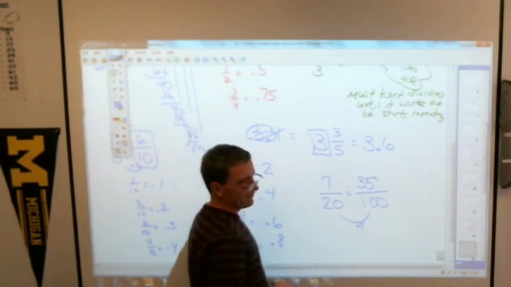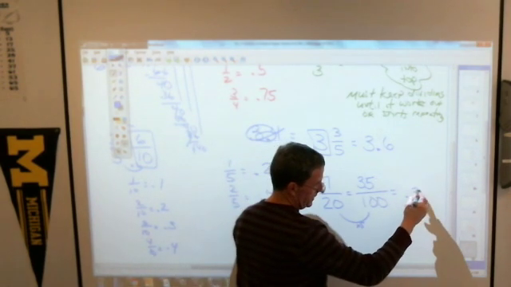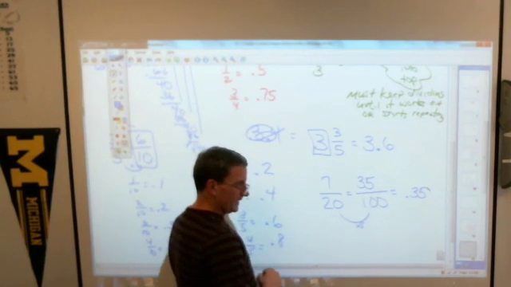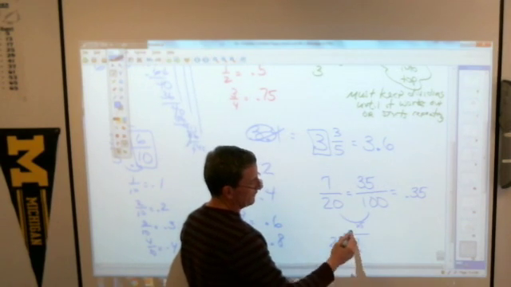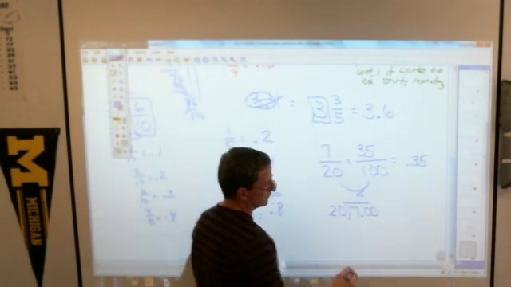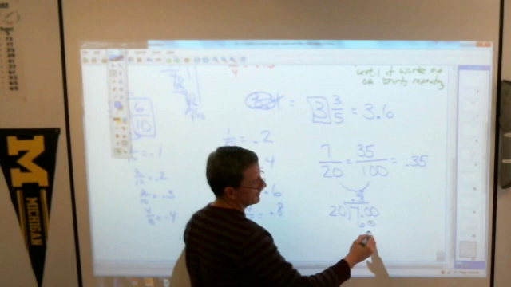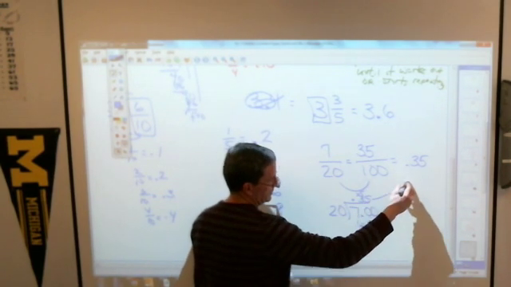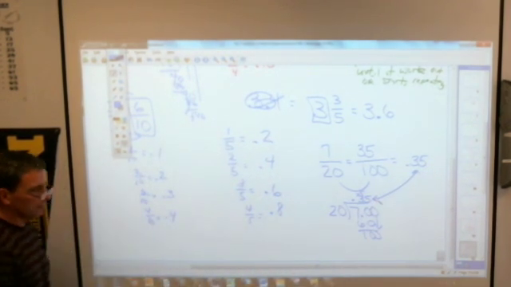And do you know what 35 hundredths is as a decimal? 0.35. Do you have to do it that way? No, but can you? Certainly. You could just take 20 and divide it into 7. 20 goes into 70 three times, which is 60. And 20 goes into 100 five times, which is 0.35. Either way, you get 0.35.